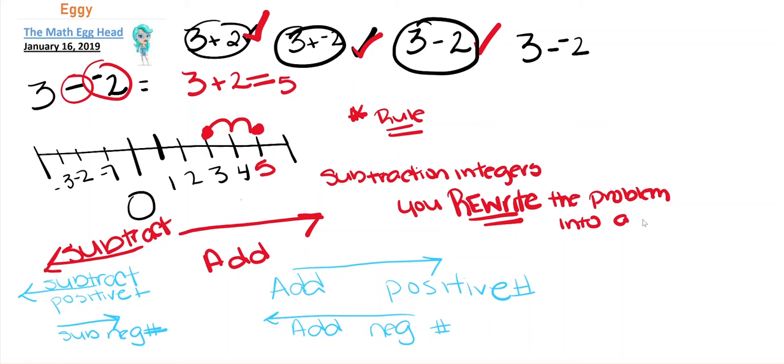But again, it's the way that you personally learn. It's the way that you personally feel comfortable. If you don't feel comfortable rewriting the problem, use the number line. Pay attention to the first number, the fact that if you're subtracting or adding, and the second number, is it a positive or is it a negative?